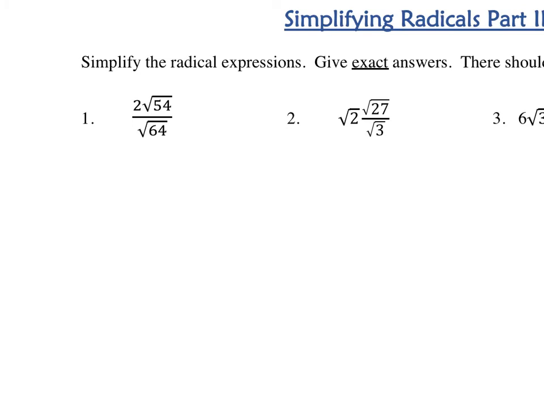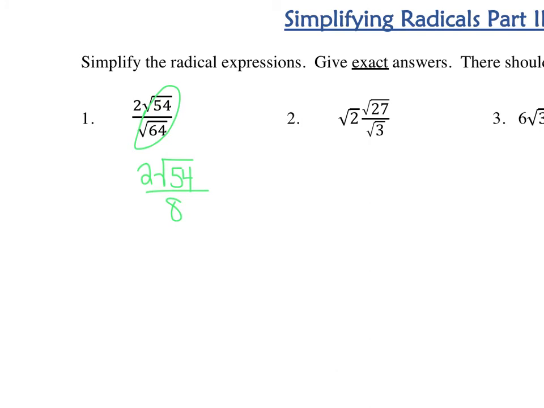So here I have 2 square roots of 54 over square root of 64. Now the radical parts could be reduced. I could simplify 54 and I could simplify 64, and I would get 27 over 32 because I could reduce both by a 2, and then I have to simplify each radical. What sticks out to me right away is this 64, because the square root of 64 is a perfect square. So I could rewrite this as 2 square roots of 54 over 8, because the square root of 64 is 8.